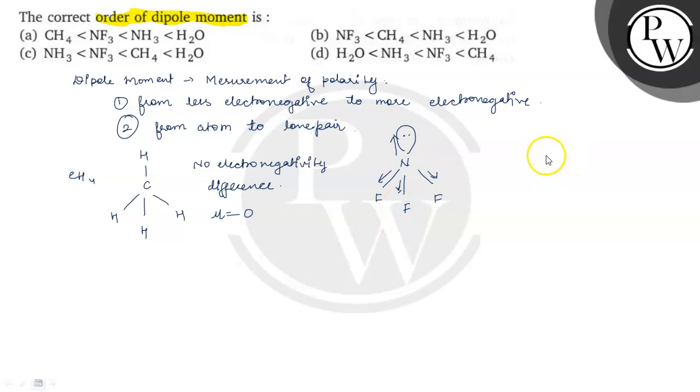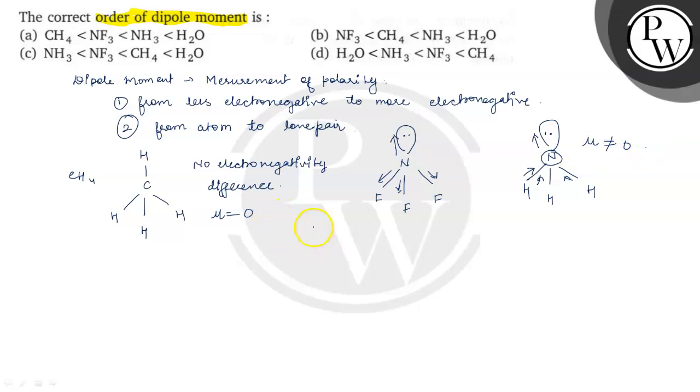Now let's see the NH3 structure. So H, H and here one lone pair, H, H, H. So in this structure we can see that nitrogen is more electronegative than hydrogen. So it pulls the electrons towards itself like this, and the lone pair pulls the electrons towards itself. So that means dipole moment is not equal to 0.